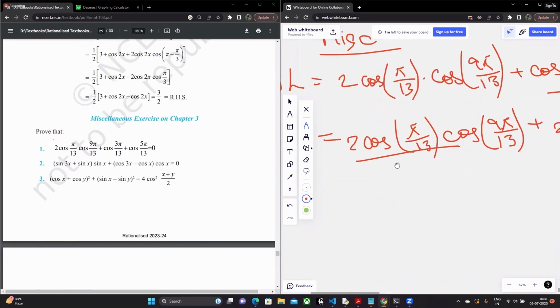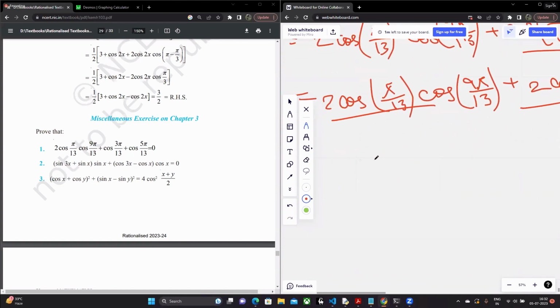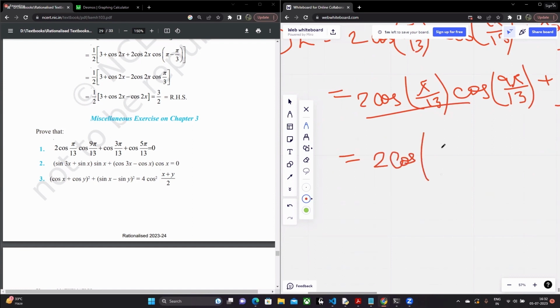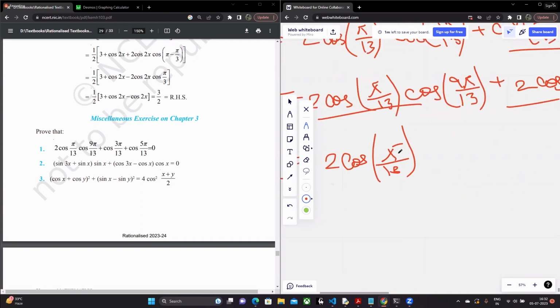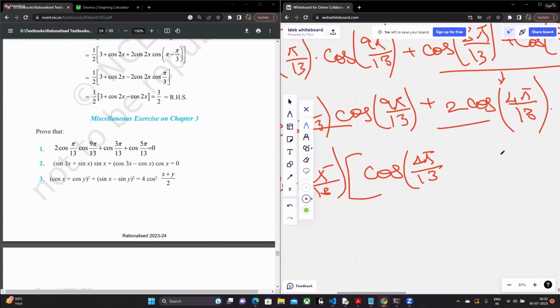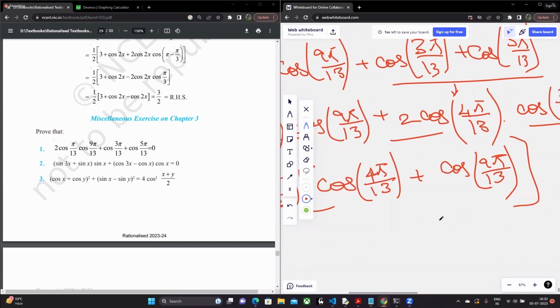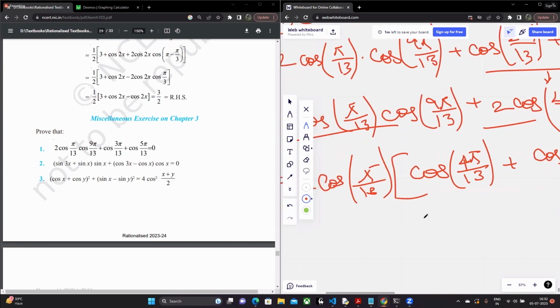Notice that 2 cos pi by 13 is there in both expressions. So I can basically take that common out, right? So this is going to be 2 cos pi by 13 into cos of 4 pi by 13 plus cos of 9 pi by 13, right? Notice that one is basically pi minus the other.